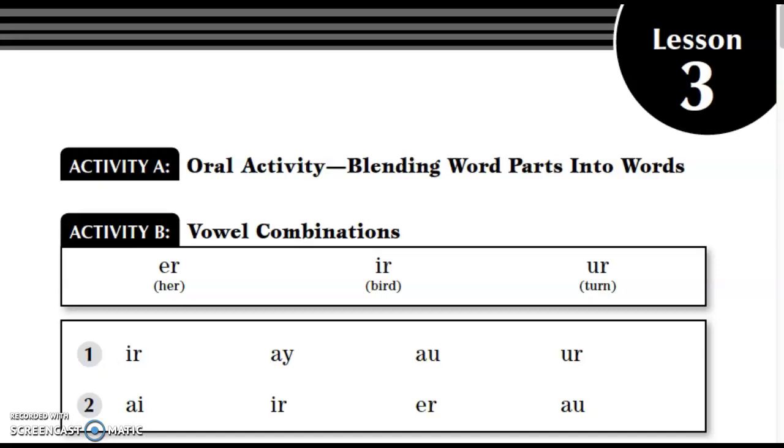Novelist. What word? Novelist. I'll say the parts, you say the word. Economic. What word? Economic. Next word. I'll say the parts, you say the word. Astonishes. Astonishes. Listen, I'll say the parts, you say the word.